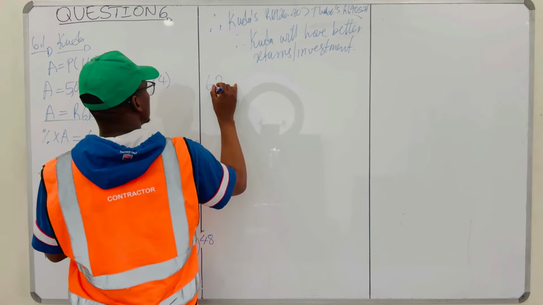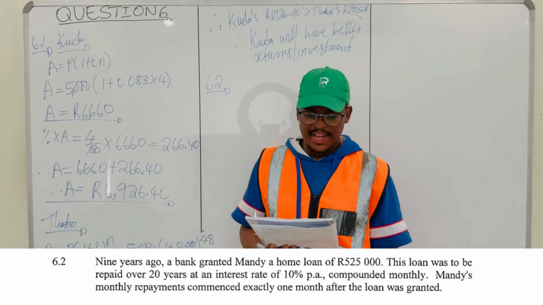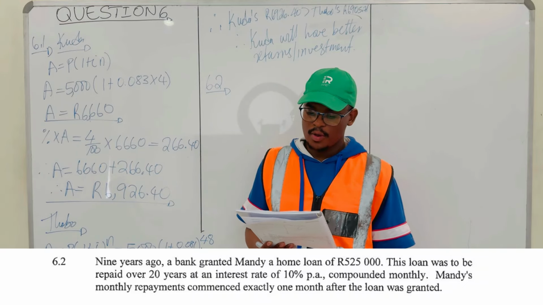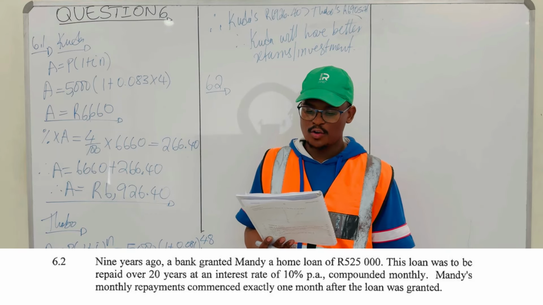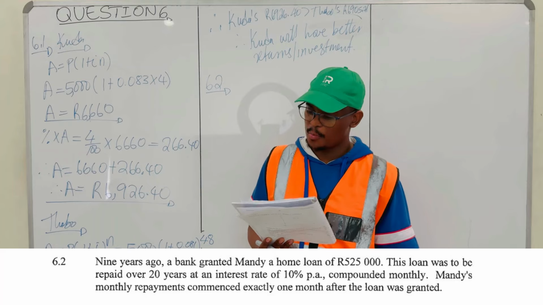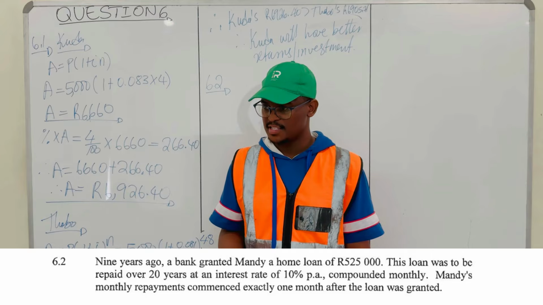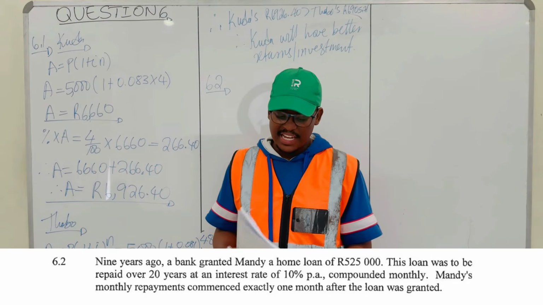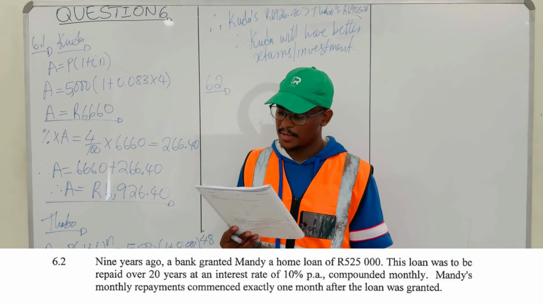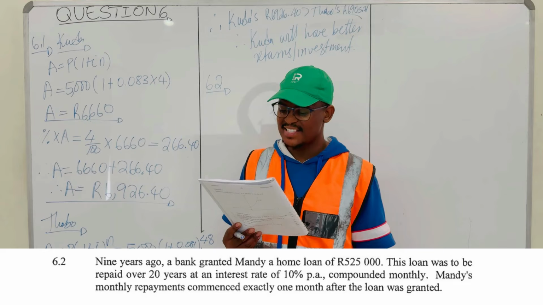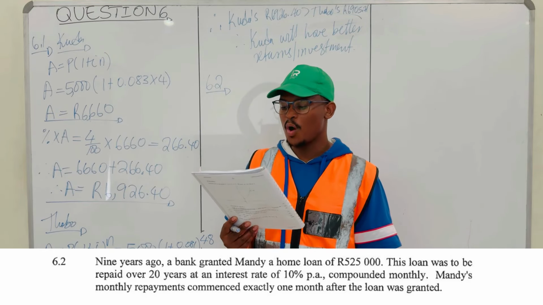Now we move on to 6.2. What are they saying in 6.2? Okay, in 6.2, they are saying 9 years ago, a bank granted Mendy a home loan of 525,000. The loan was to be paid over 20 years at an interest rate of 10% per annum compounded monthly. Mendy's monthly repayments commenced exactly 1 month after the loan was granted. Let me read this again. They are saying 9 years ago, a bank granted Mendy a home loan of 525,000. This loan was to be repaid over 20 years at an interest rate of 10% per annum compounded monthly. Mendy's monthly repayment commenced exactly 1 month after the loan was granted.